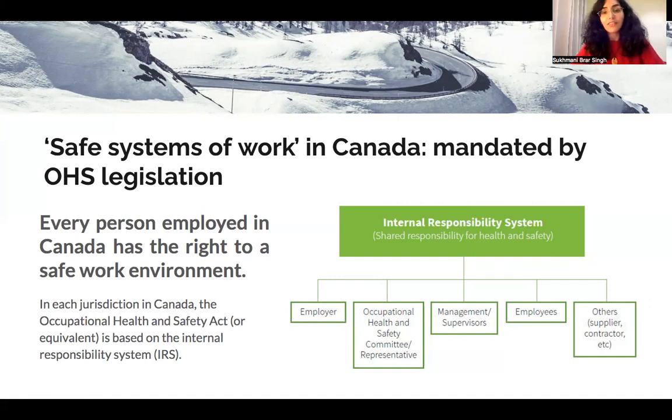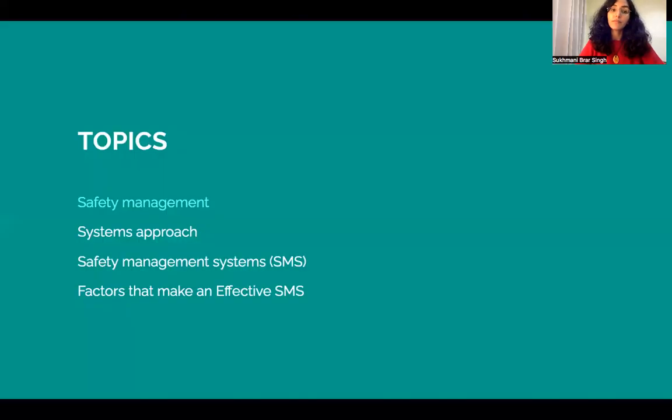It states that essentially every person in an organization is responsible for health and safety. It is not just the job of the health and safety rep. The health and safety rep is helping facilitate health and safety. However, everyone is responsible, and that includes the employer, the management and supervisors, employees, and other suppliers and contractors that work with the organization. So that's the general introduction to safety management.